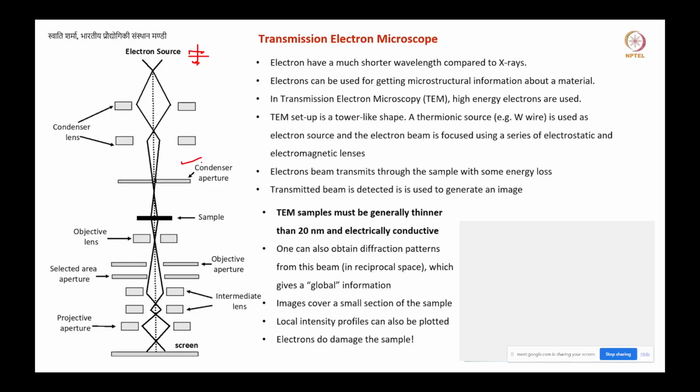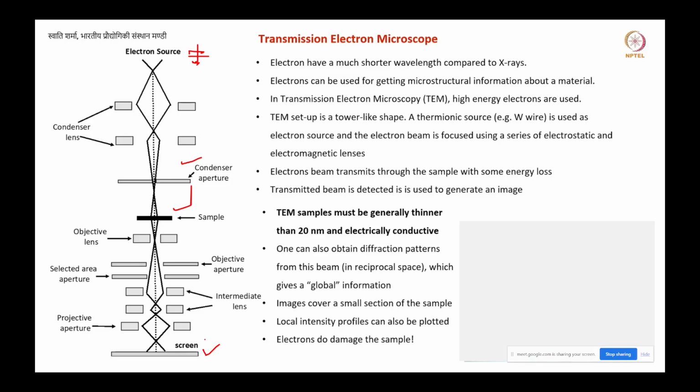If you want to know why we are using an aperture, you can see any characterization book, which has a very detailed explanation. Then you will have a sample. After passing through this aperture, your electron is transmitted through the sample. Again you will have the objective lens, and you have a selected area aperture and objective aperture. After all these lenses and apertures, the electron will pass, and at last you will have this screen where you can see the morphology of your material.